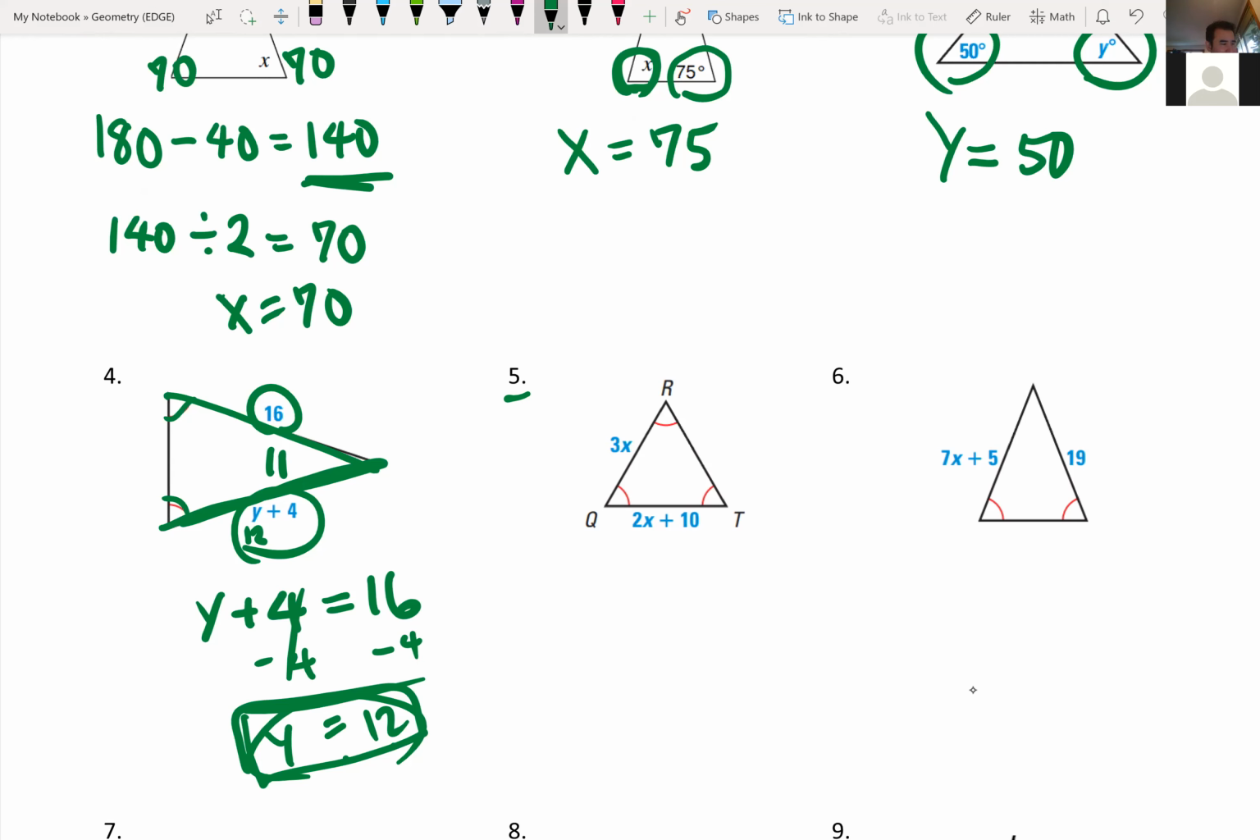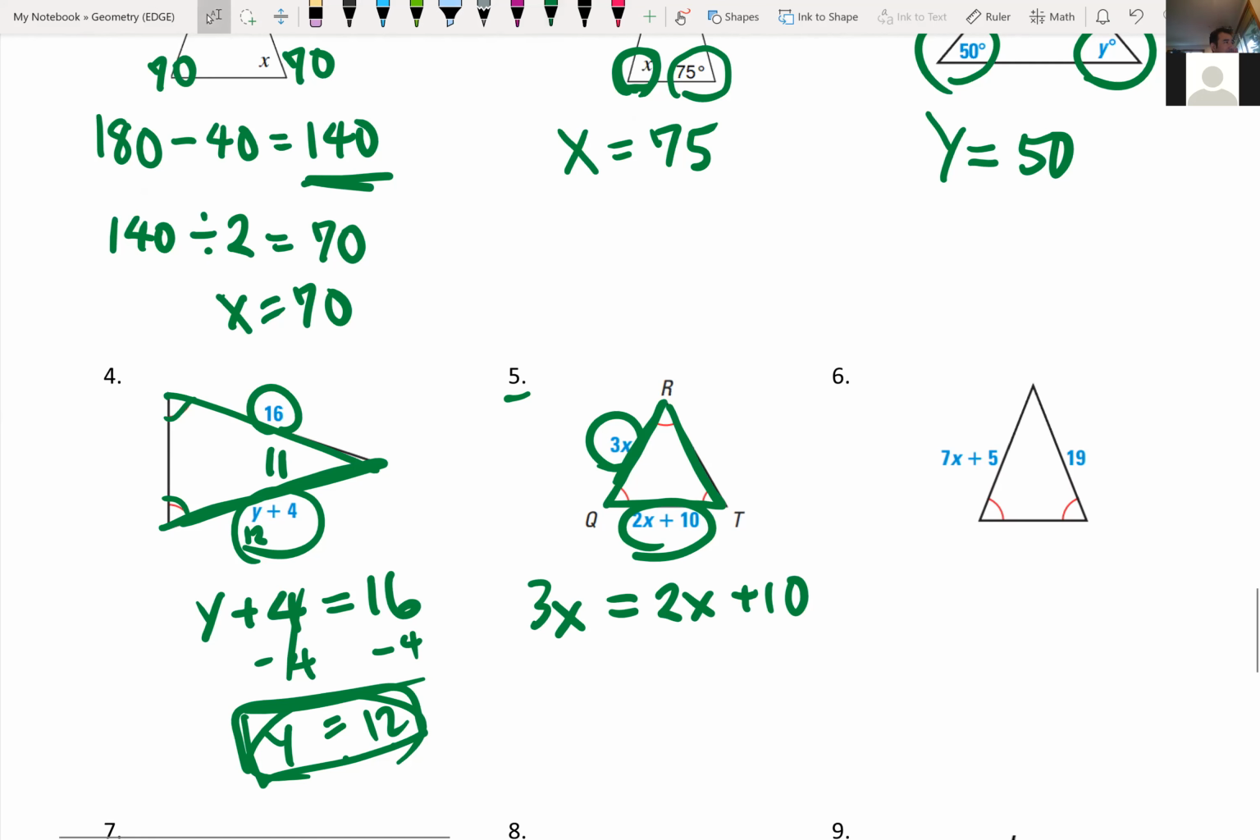Okay, let's talk about number 5. This is an equilateral triangle. So what do you know about this side and this side? And as a matter of fact, this side. They are all equal to each other. They are all the same length. So the equation should be, that means that this side and this side are the same. 3x has to be equal to 2x plus 10. Does that make sense?